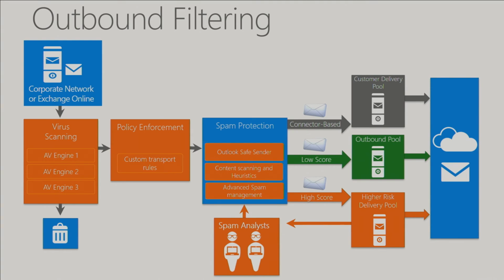If you have configured a custom connector for delivery, either to your on-premises system or to a partner system, then we'll honor that instead of doing the MX lookup to deliver the messages. And if we've decided that the message is a little sketchy and may be considered spam, then we will deliver it out through our higher risk pool of IP addresses.